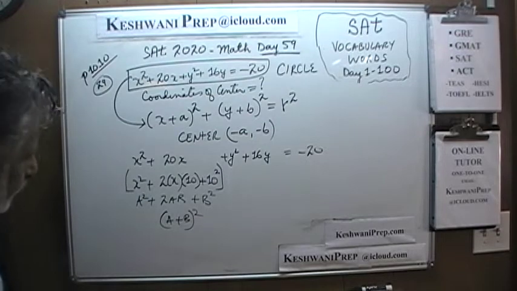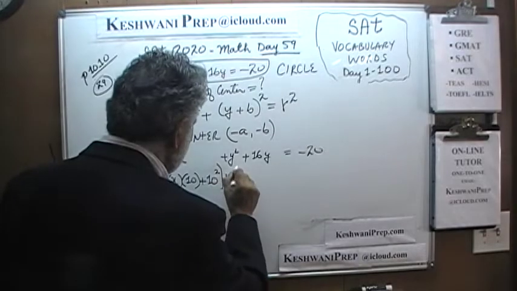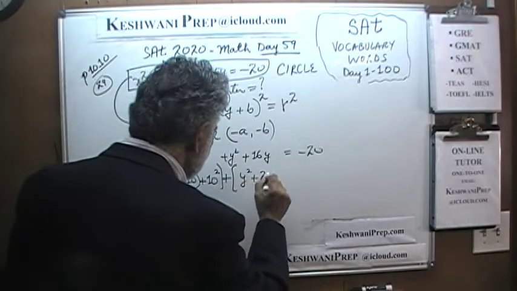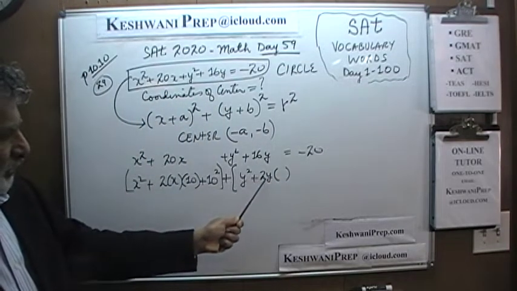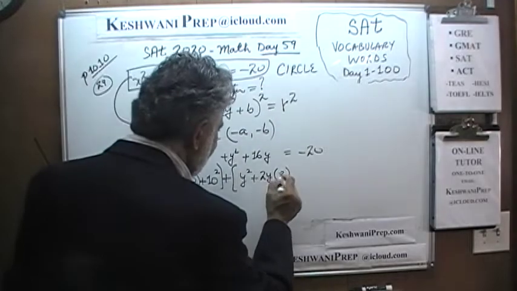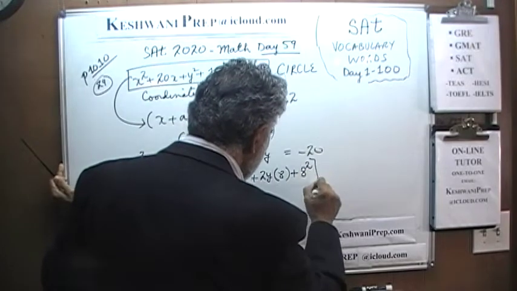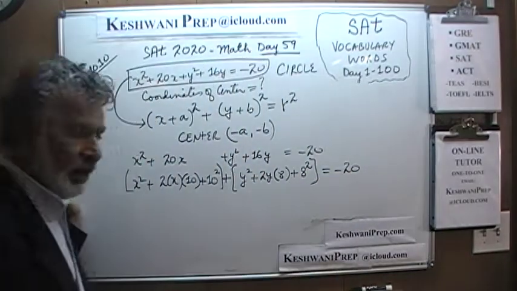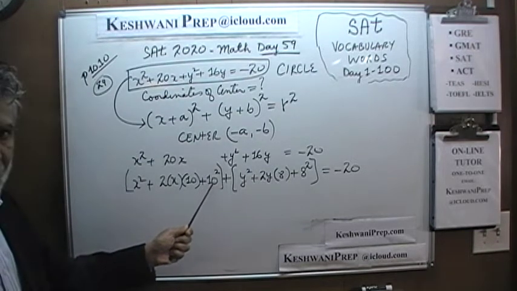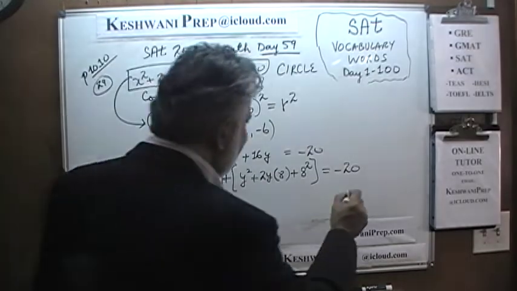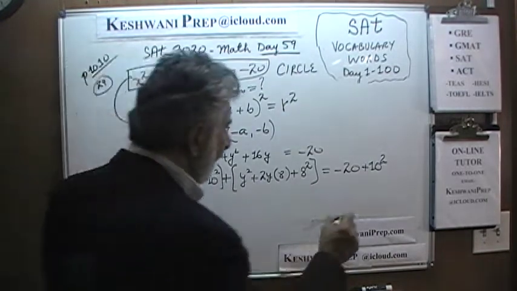That part is done. Now, we work on this one. Plus y squared plus 2 times y times, we need 16y. 16y tells us that we have 2 times y, we need 8. 8 times 2 will give us the 16y. That tells us that here we have 8 squared, minus 20. And now we need to undo everything that we did here. By inserting 10 squared, we are adding 100 to this side. We have to do the same thing here. Whatever we added on this side, we must add the same quantity here.